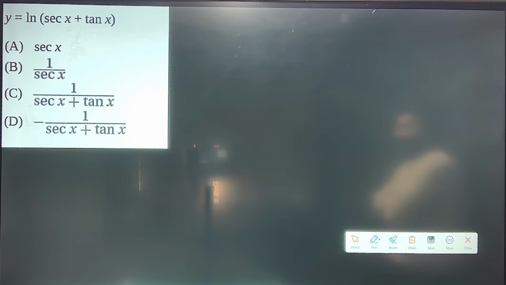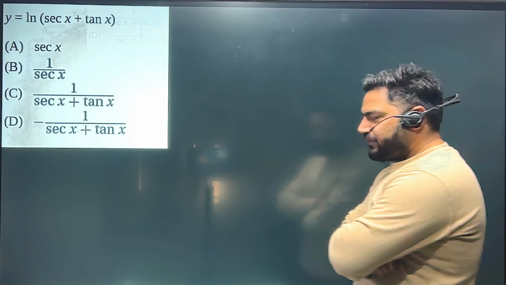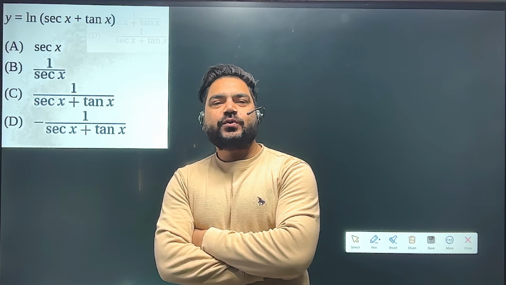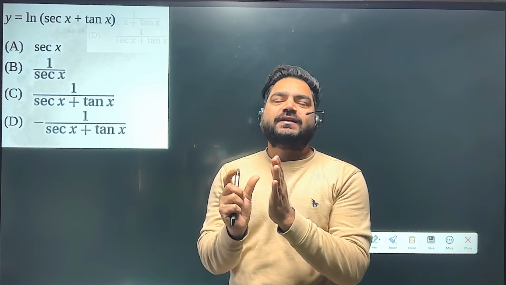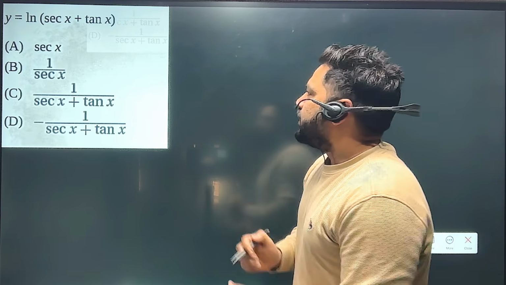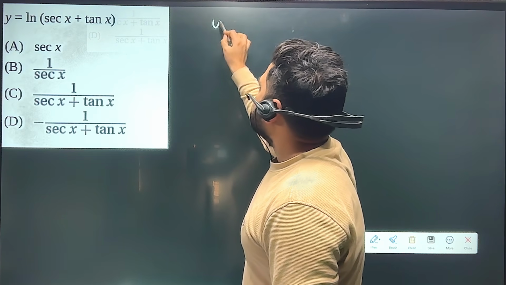So first of all we have ln. Ln differentiation we all know: whatever is inside the ln, you will write 1 upon that thing. First of all, let me tell you some basics.